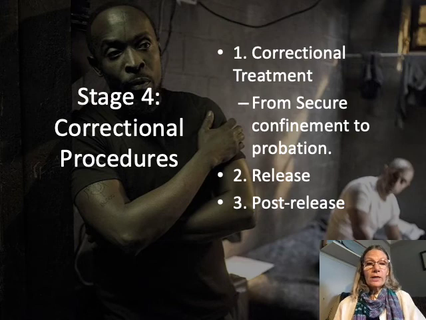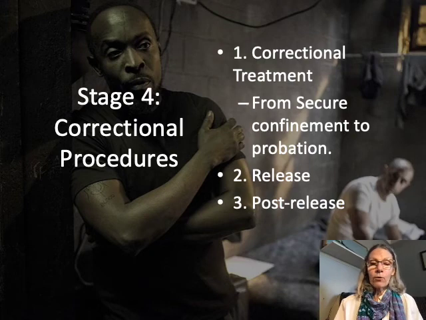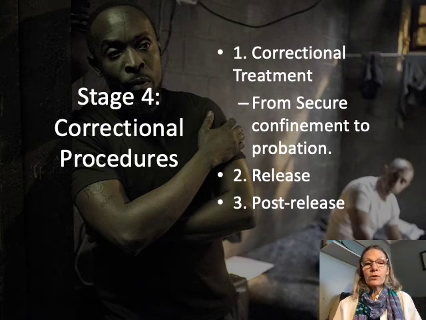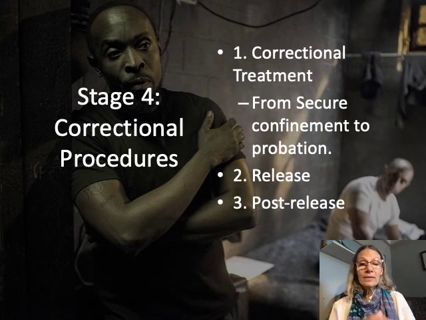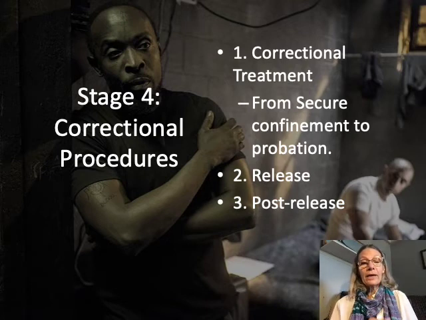So probation is a part of that correctional treatment. Home confinement is a part of that correctional treatment. If you are actually incarcerated into some sort of secure confinement, obviously that's a form of correctional treatment. The first step in the correctional procedure is correctional treatment. The second step is that you're released after you've satisfied your sentence. Once your sentence comes to an end, or once you've satisfied your probation, then you will be released.